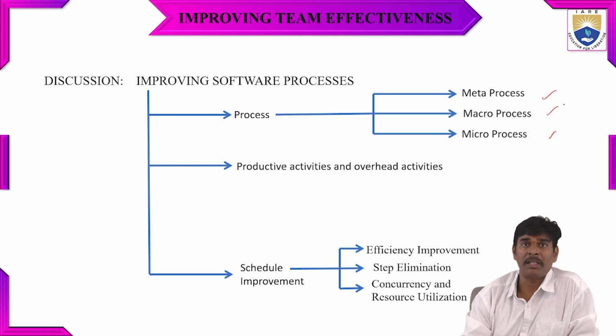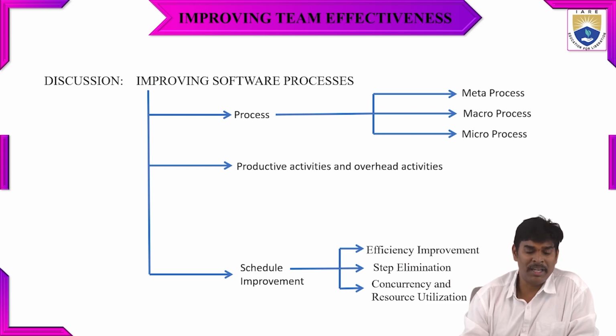The meta process mainly deals with the organization, its policies and procedures. The macro process is mainly used for dealing with the project policies and procedures. And the last one, the micro process, is mainly used for the team members. Those who are working in the project, so it deals with the project team members, and it has different types of procedures and policies.